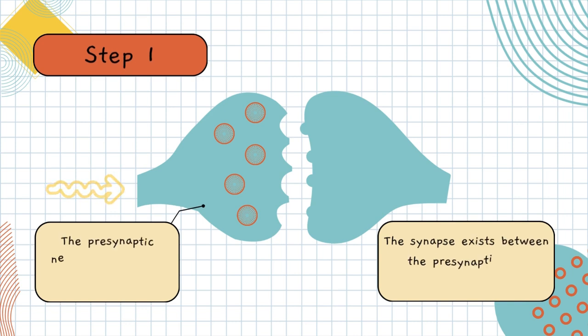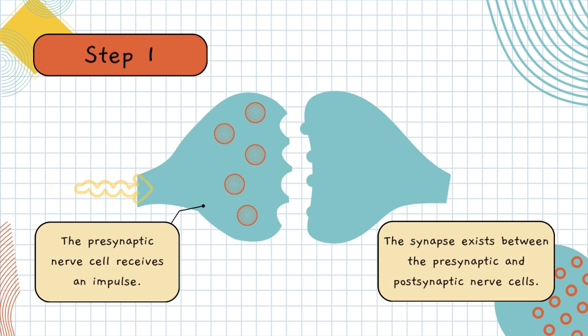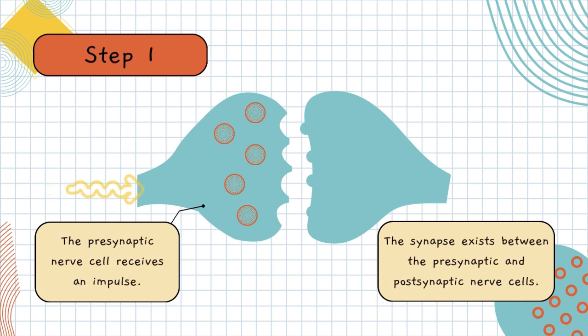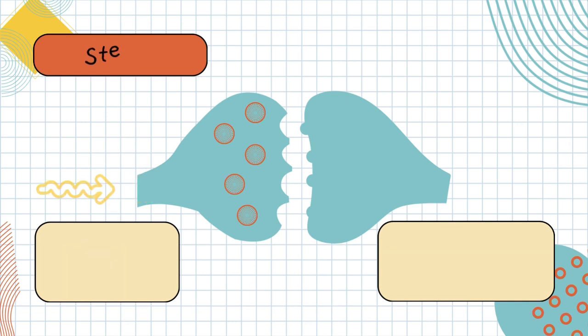Step 1. The presynaptic nerve cell receives an impulse. The synapse exists between the presynaptic and postsynaptic nerve cells.